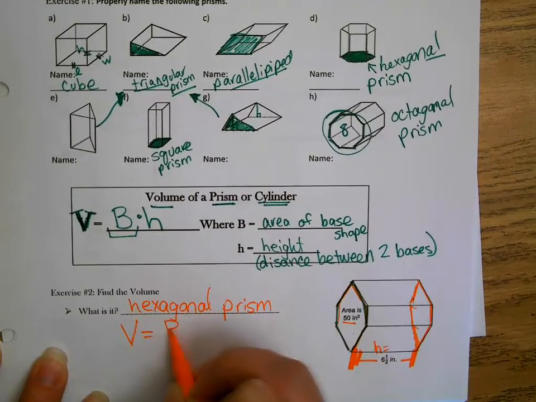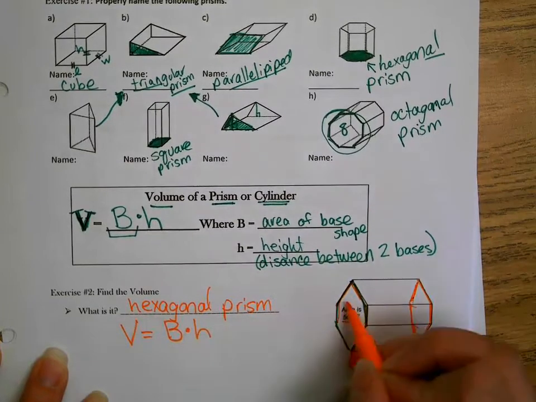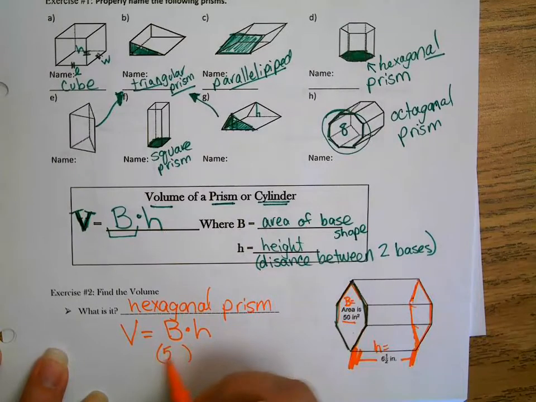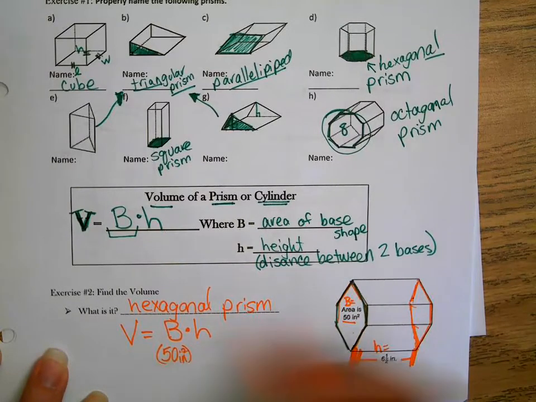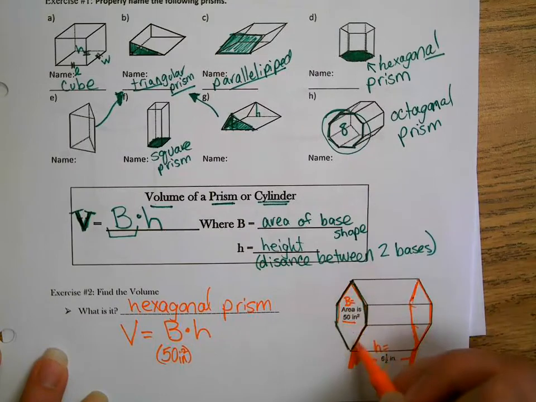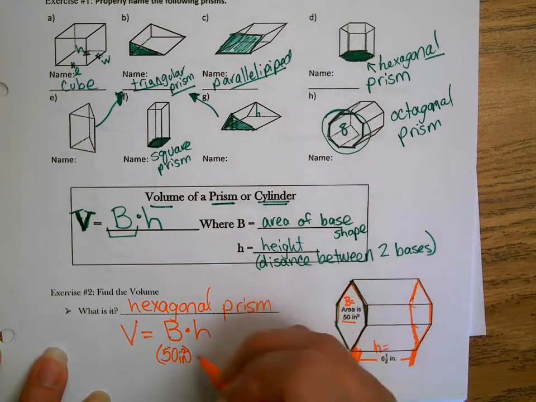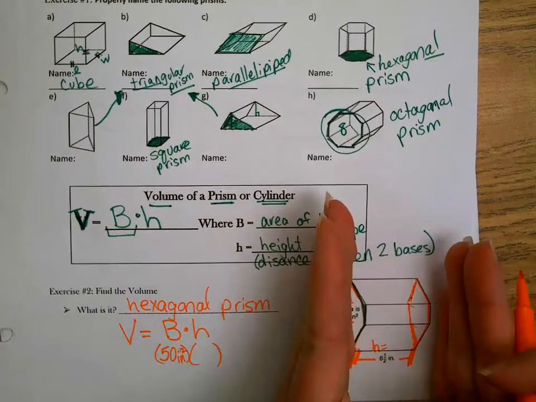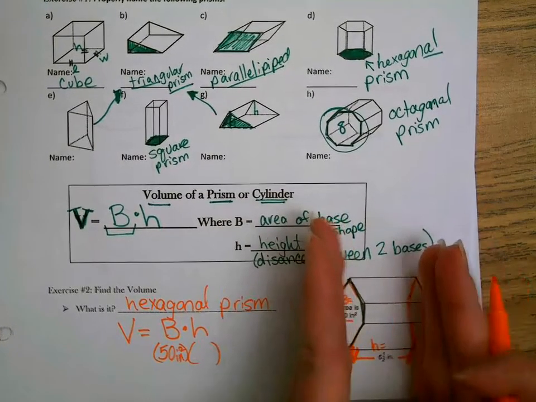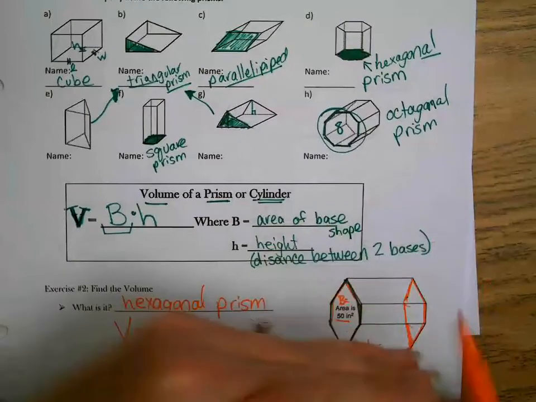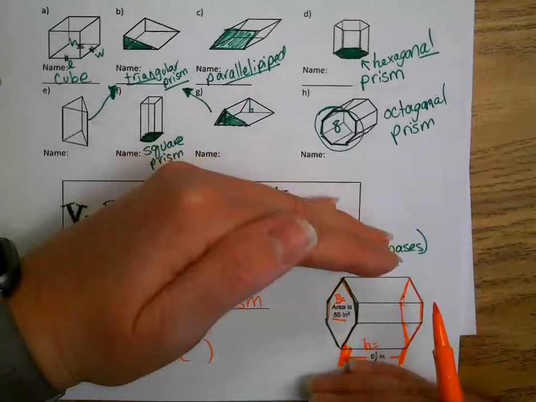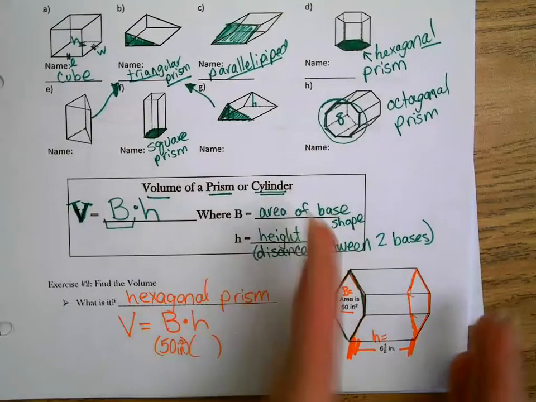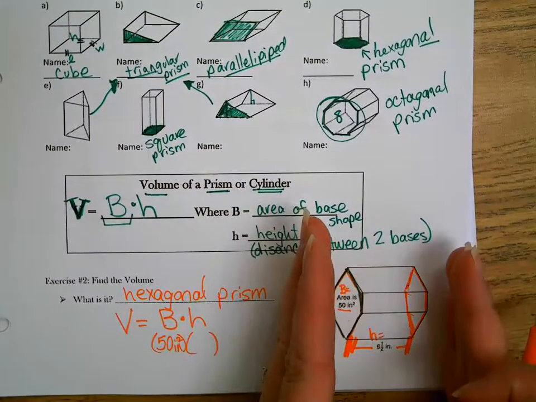Volume of it would be capital B times H. So my capital B value is this 50. So we have 50 inches squared is how much area that hexagon takes up, times the height from that hexagon stacked back to this one, which is 6.5 feet tall. So a height isn't always vertical, up to down. We're not looking at how tall this stands. We're looking at how far it is from here to here.